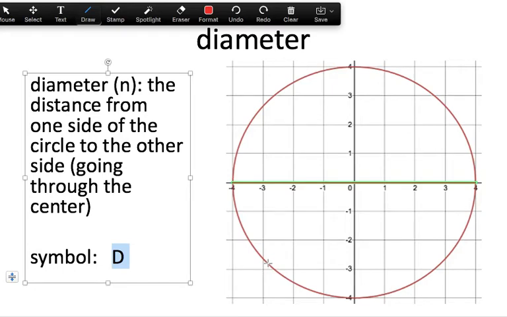Or if I start here and I go through the center all the way until I get to the other side, that is also the diameter. Or from, say, here through the center to the other side, that's the diameter. All those three lines are diameters of this circle, and all those three lines are equal to each other.